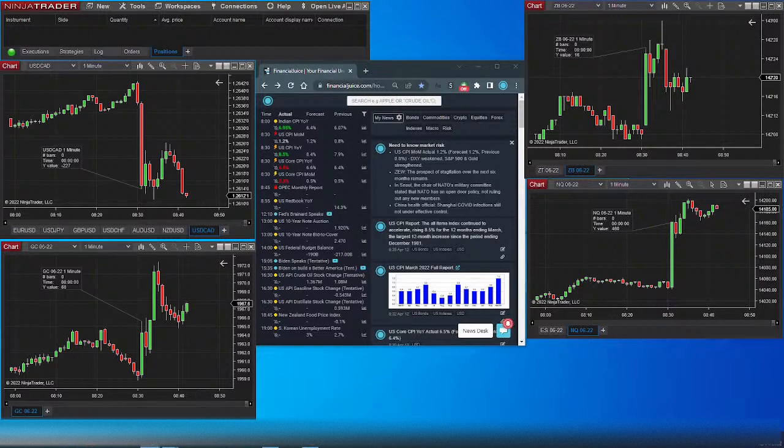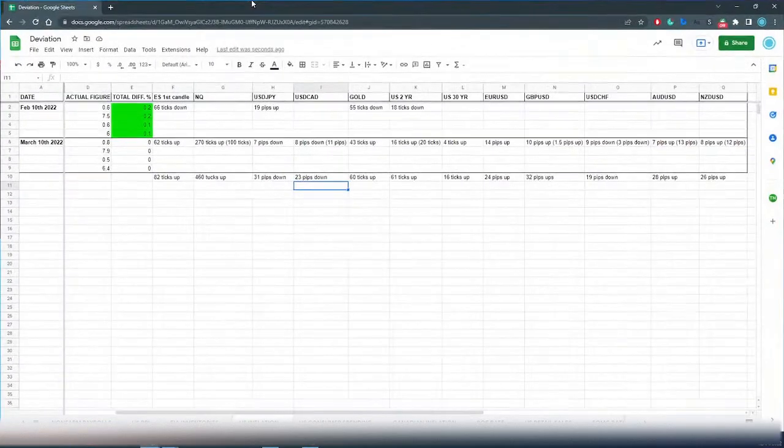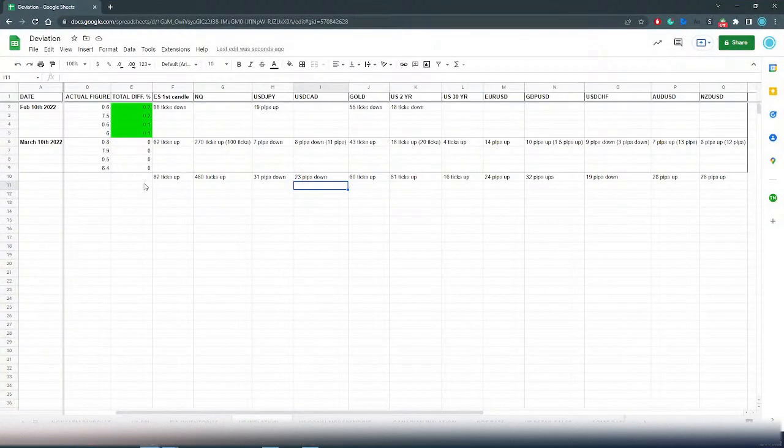Okay. So overall, this is our current deviation, what we'd seen. I've yet to add in the other bits of figures though, but what we'd seen then was about 82 ticks on the ES or the S&P, 460 ticks.